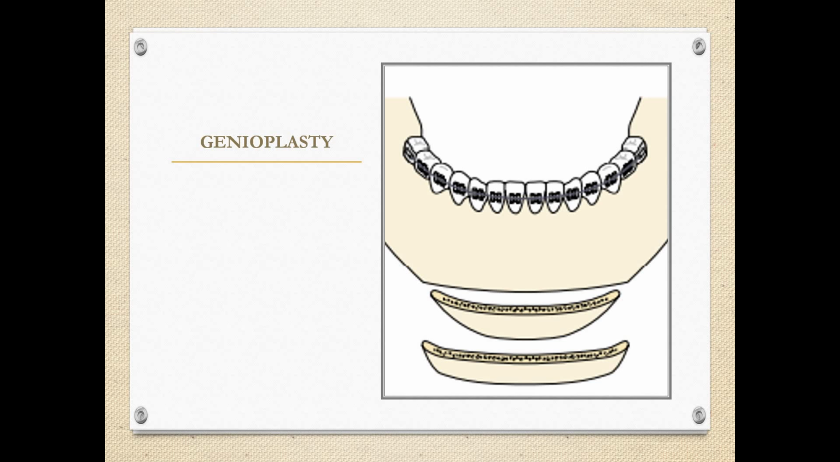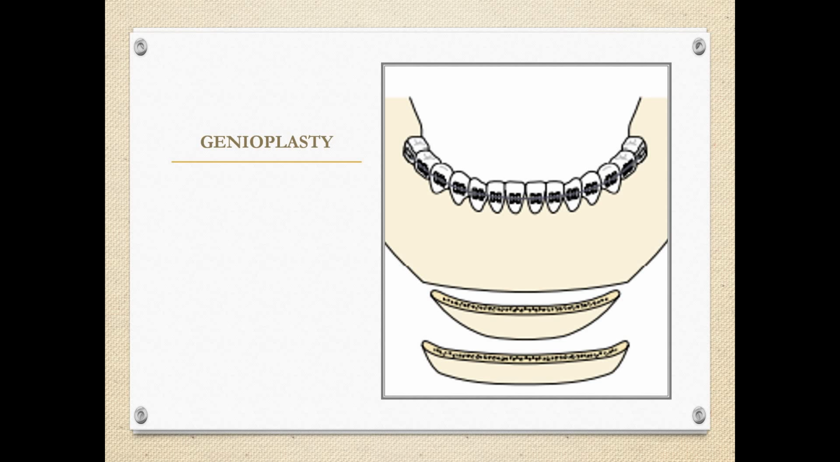Genioplasty. The genioplasty is an osteotomy involving the inferior border of the chin and is achieved with a horizontal cut across this region. The body segment can be moved in an anterior or posterior direction to augment or reduce chin prominence, whilst vertical reduction can be used to diminish the height of the anterior mandible.